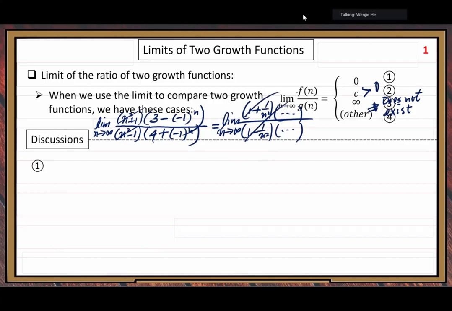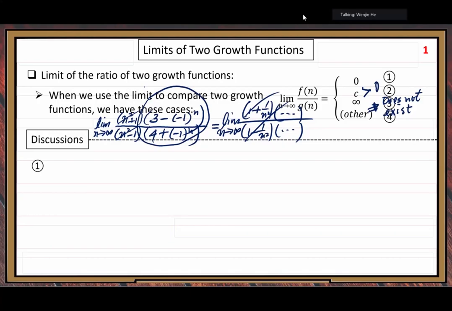After taking the limit, those two factors are gone. That means we only need to focus on the remaining part. When we take the ratio, we do not need to look at the n squared part; we only need to look at the remaining part. All right, what's the remaining part?